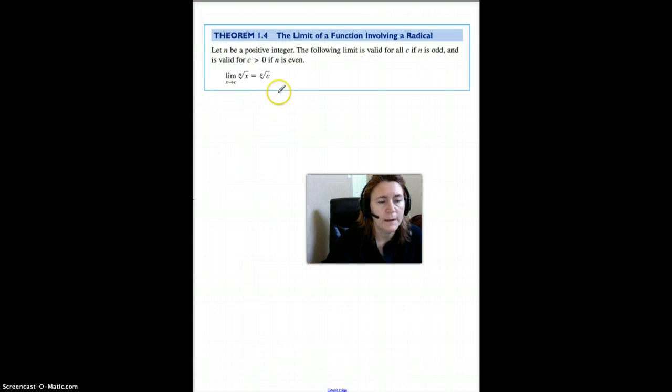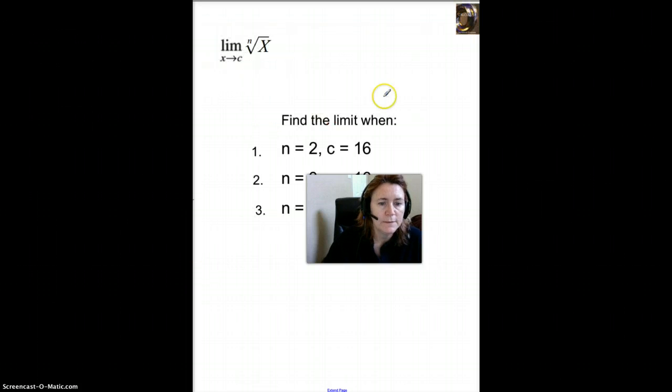Now, theorem 1.4 involves a radical. The limit as x approaches c of the nth root of x is the nth root of c. This is actually a corollary of the power rule, because you know the nth root of x is the same thing as x to the 1 over n. Right? Your turn. Pause.